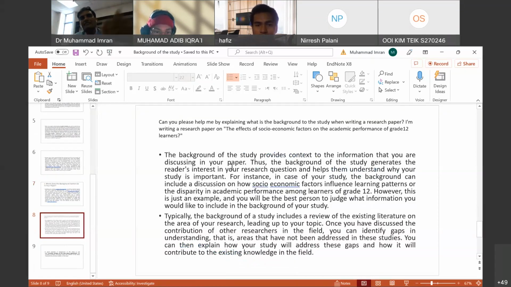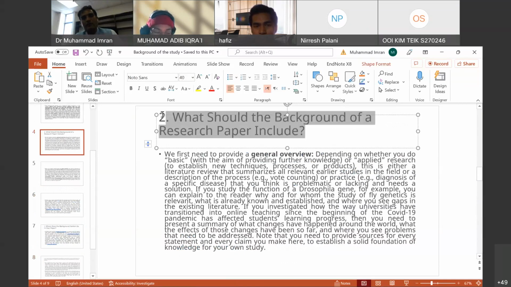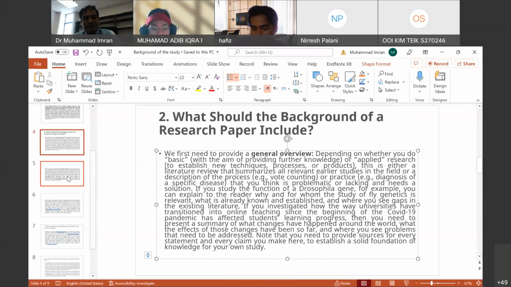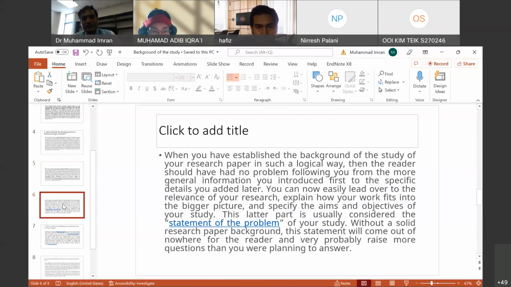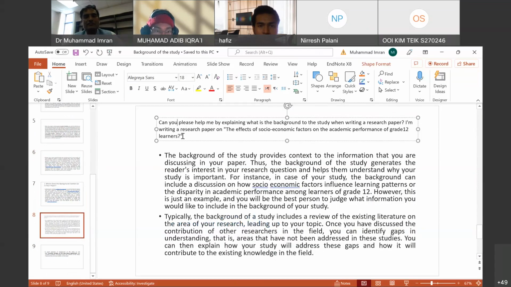Okay, now this is another scenario. Basically, this is very important for you people. Once you are going to start the background of the study, here you can find a lot of information. These three slides can guide you on how to write the problem statement of the study, or sorry, background of the study. Here is another scenario, one of the students asked me this question. Can anybody read this question?